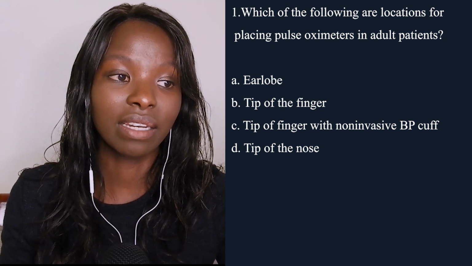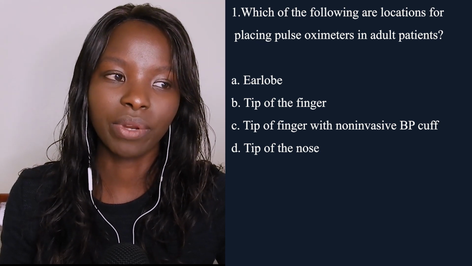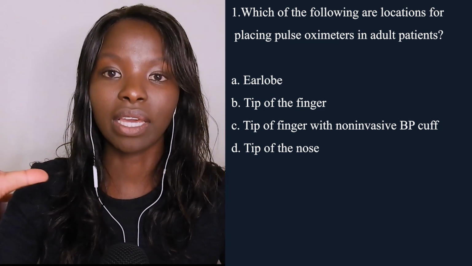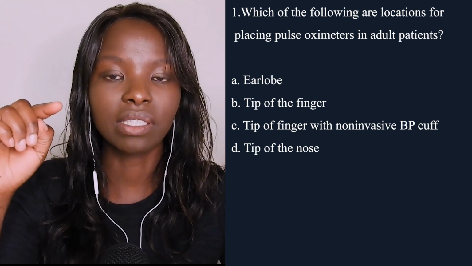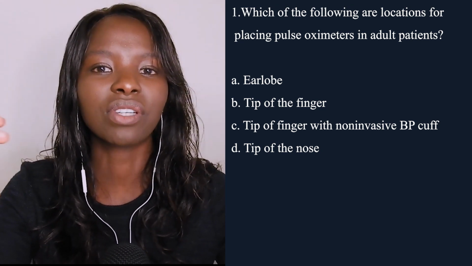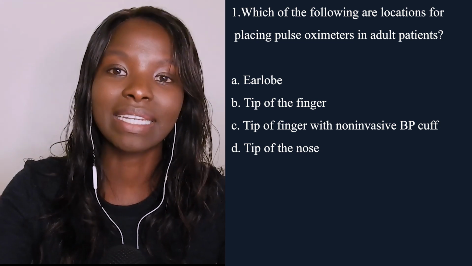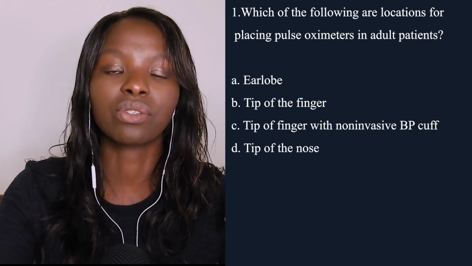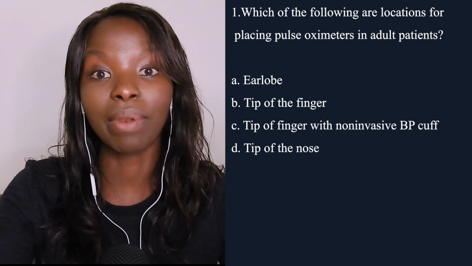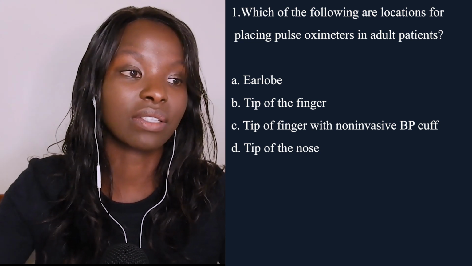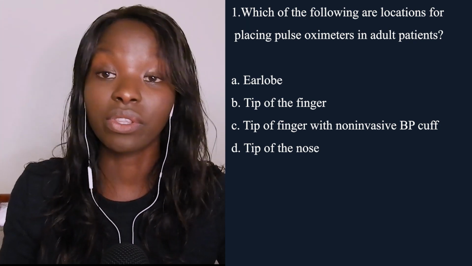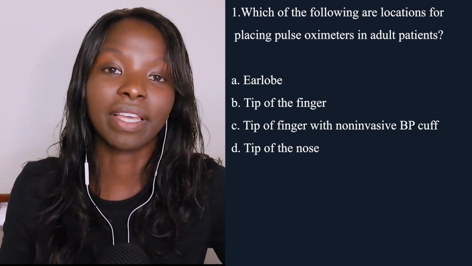Tip of the finger with non-invasive BP cuff is not appropriate really, because with the expansion and contraction of the BP cuff, it limits the complete blood circulation into this area. So you might really not get the correct reading, but it doesn't mean that it stops blood circulation to the point where it's insufficient to have supply of oxygen and nutrients to the tip of the finger. Tip of the nose is absolutely out of the question. So the correct answer is B, tip of the finger.